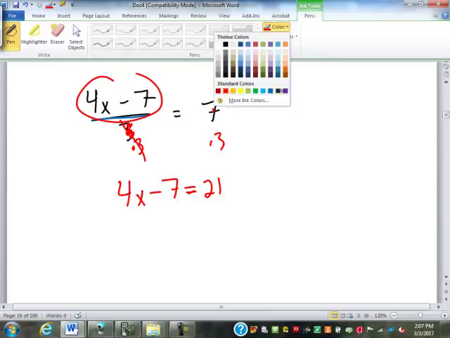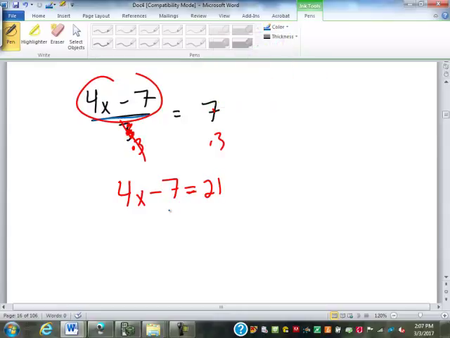Now we're back into that standard form. What do we do to solve it from here? Add 7. Add 7. So 4x equals 28, and then divide by 4. Good. So x equals 7.